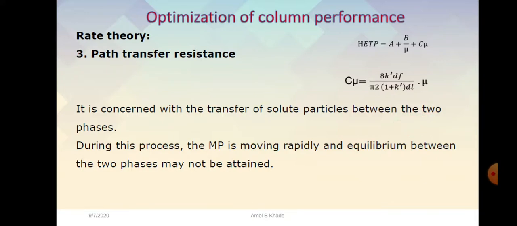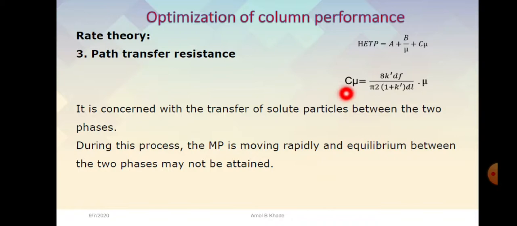So obviously whenever something is passing through a packed column, it will definitely have some kind of resistance, and we do have a stationary phase, so that will be retarding the movement. During this process, the mobile phase is moving rapidly and the equilibrium between the two phases may not be attained. If your flow rate of the mobile phase is very fast, you are not giving sufficient time for the solute to equilibrate between each plate. So we need to have the optimum flow rate of the mobile phase.